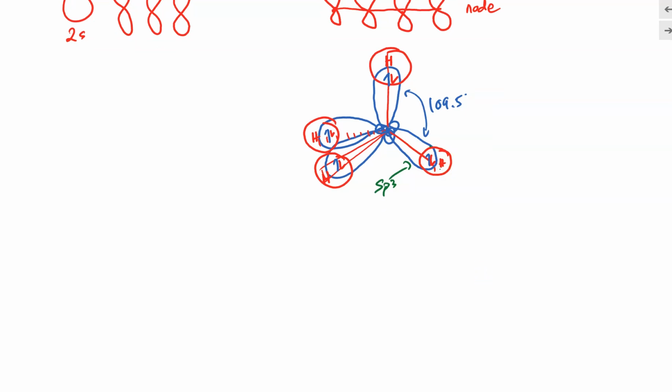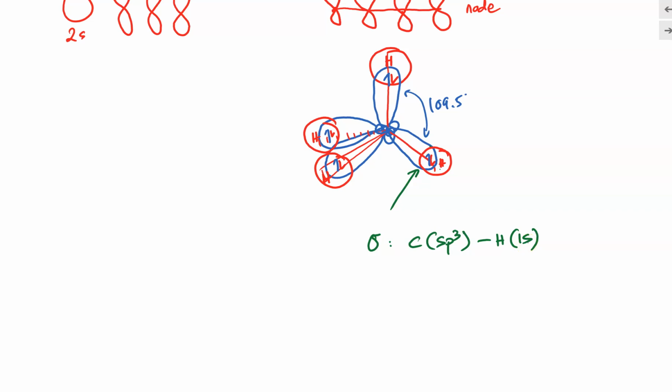So we will label this bond as the following. This bond right here is a sigma bond, and that's the symbol for the sigma bond. To further describe this bond, it is formed by a carbon using its sp3 orbital and a hydrogen using its 1s orbital. So that's how we would label this bond: a sigma bond involving the carbon's sp3 orbital and the hydrogen's 1s orbital.